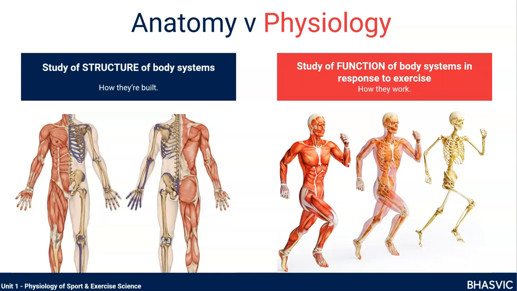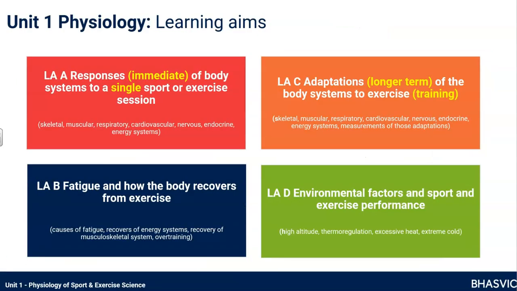So it looks at how our body systems, those same body systems plus a few extras, respond when we exercise and how they adapt when we do longer term training, or how they respond in different exercise environments. So physiology is how do our body systems work together to enable us to exercise and to get better at exercising. Now, the things that we will cover within this unit come under 4 learning aims.